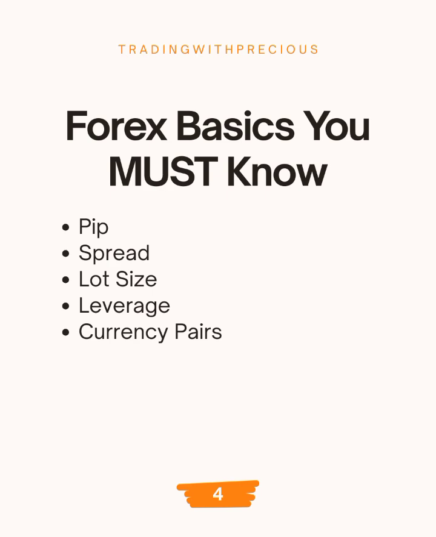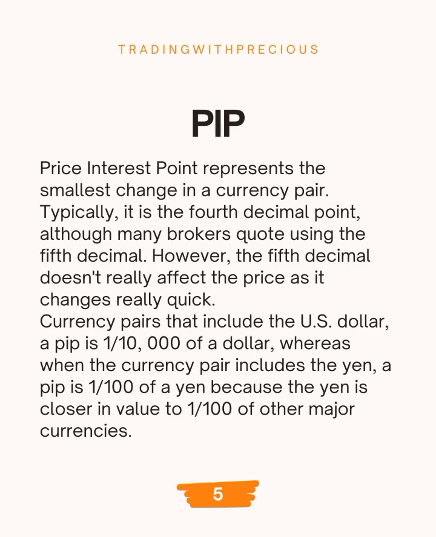Forex basics you must know. In this video, I will be explaining the pip, spread, lot size, leverage, and currency pairs. Pip, which stands for price interest points, represents the smallest change in a currency pair. Typically, it is the 4th decimal point, although many brokers quote using the 5th decimal. However, the 5th decimal does not really affect the price, as it changes really quick.